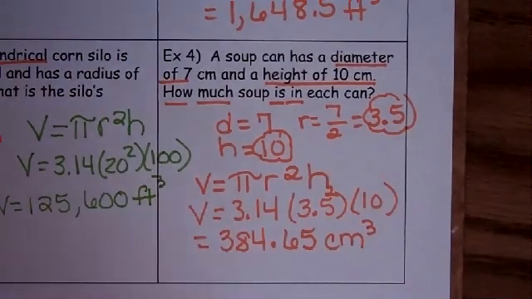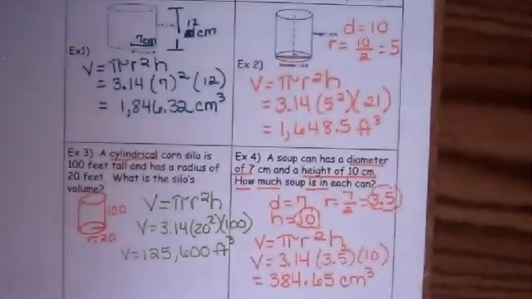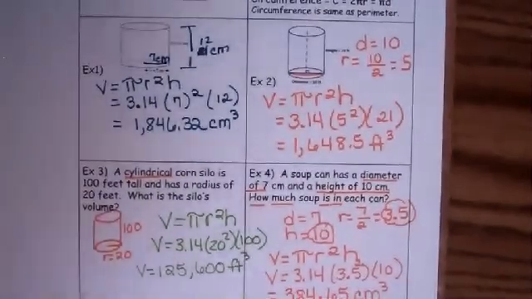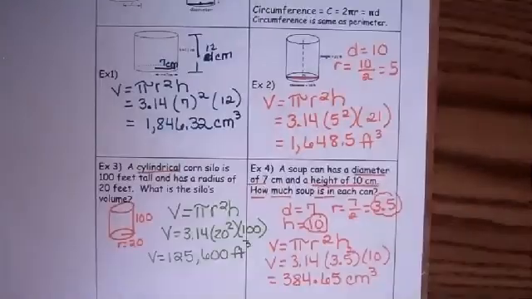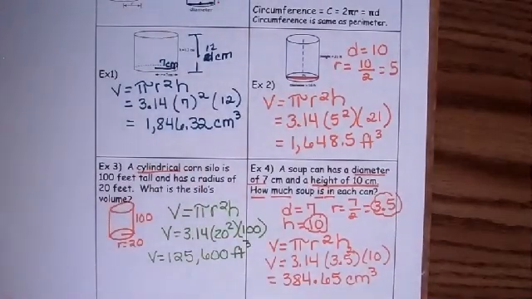Now, I've just worked 4 examples with volume of a cylinder, 2 with the picture and 2 word problems, 2 with radius and 2 with diameter. So use this to go as a guideline to help you with your assignment.